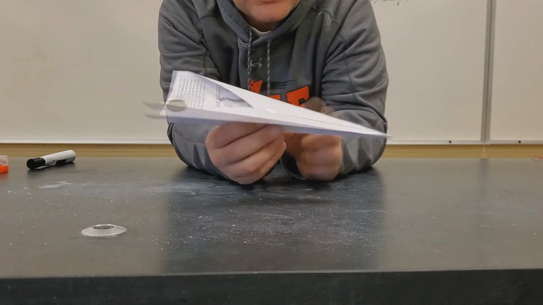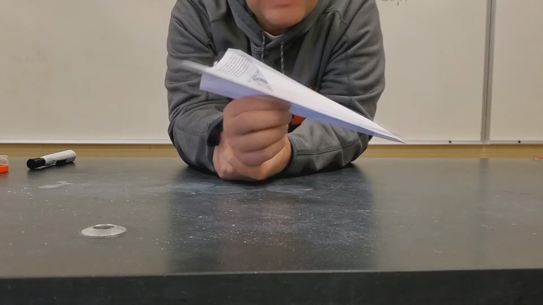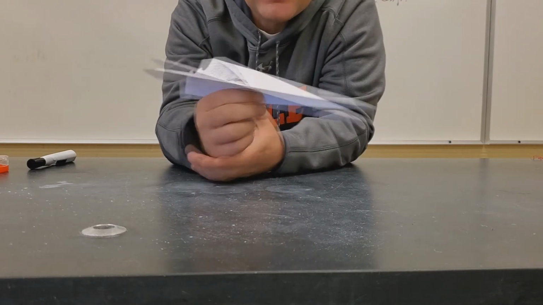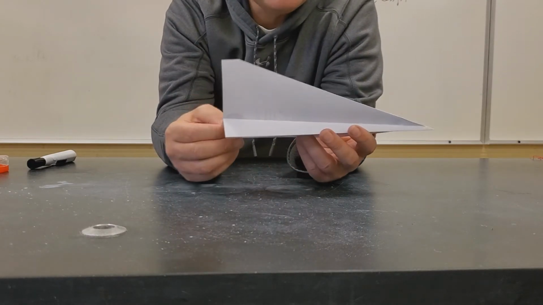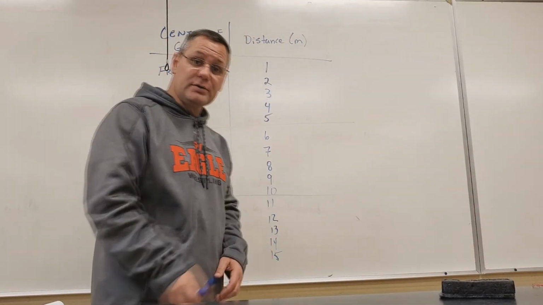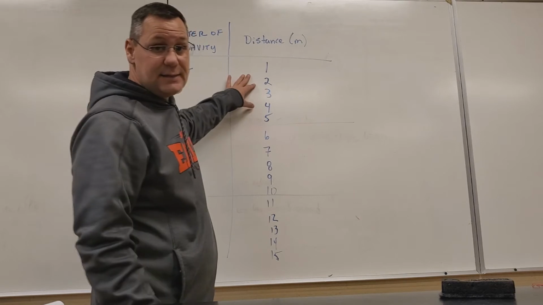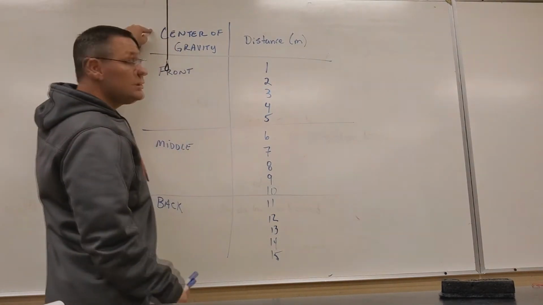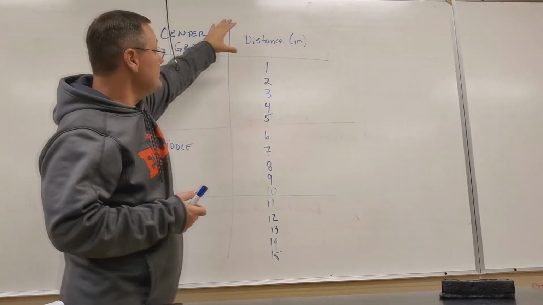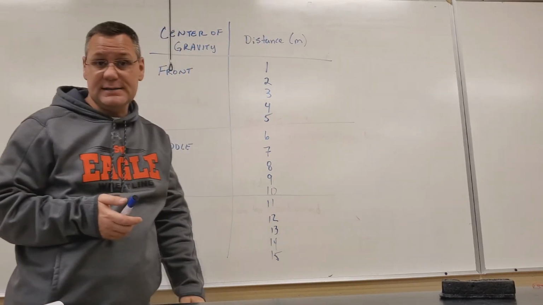Okay? So that should give me 15 pieces of data that I'm going to plot in the data table and then graph. I'll show you how to graph that in a second. So as you throw your paper airplane and measure how far it goes, you're going to plot your data in a data table. Your independent variable, in our case that's the center of gravity, goes on the left-hand side, and the dependent variable always goes on the right-hand side.